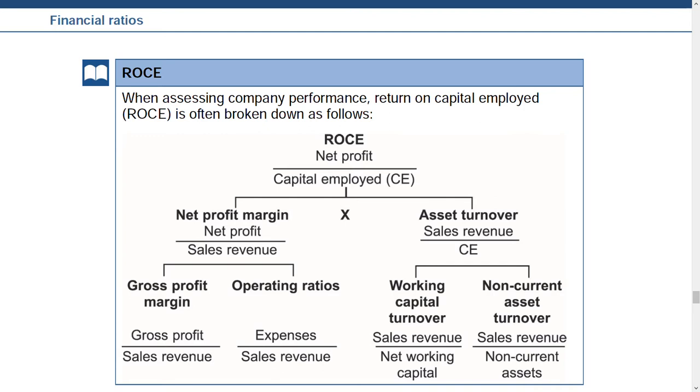Then come to the non-current asset turnover. Same, sales revenue will be on the top because it's turnover divided by non-current asset. So if it's working capital turnover, it's turnover over working capital; non-current asset turnover, turnover over non-current asset. Understood? And asset turnover, sales revenue over capital employed. Right?